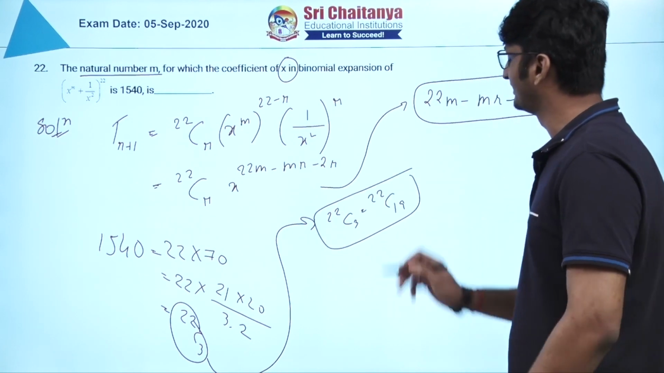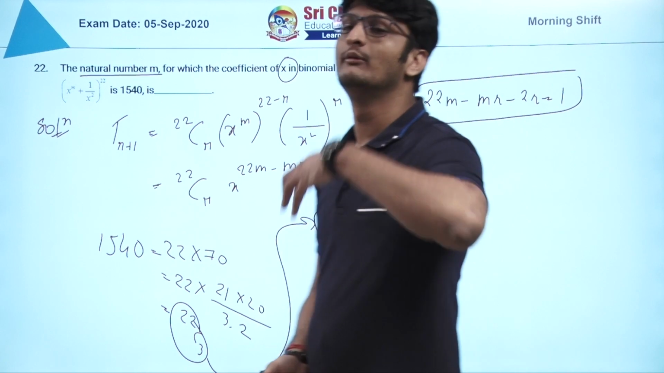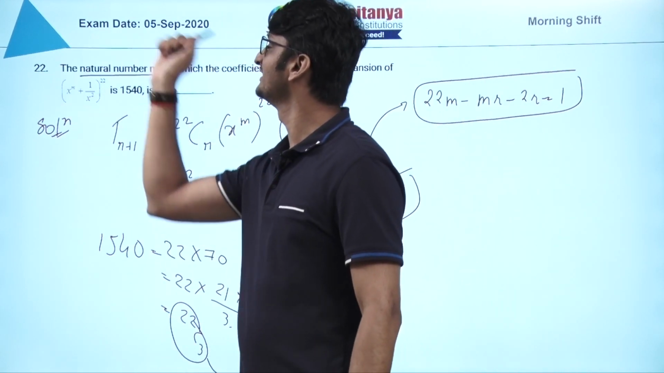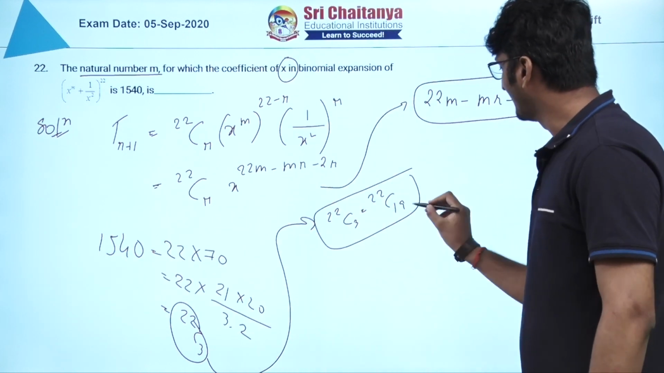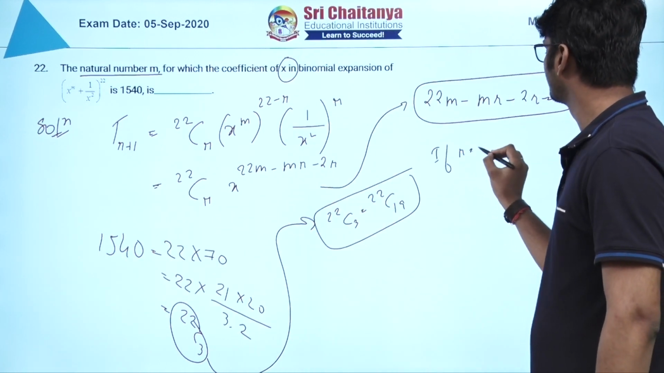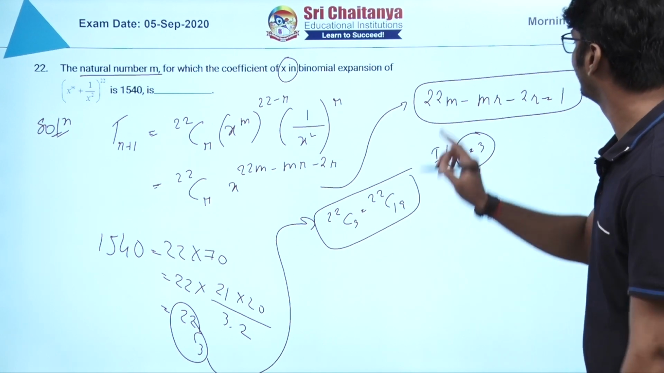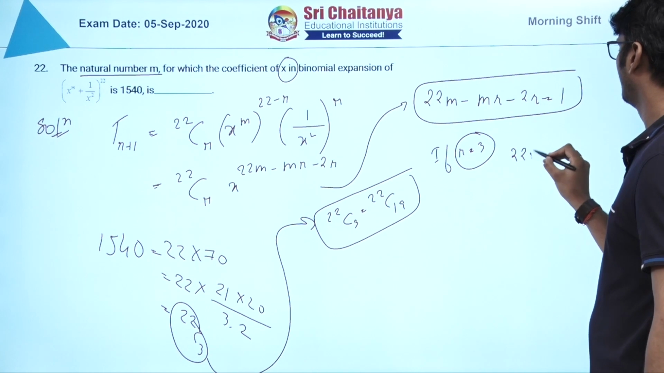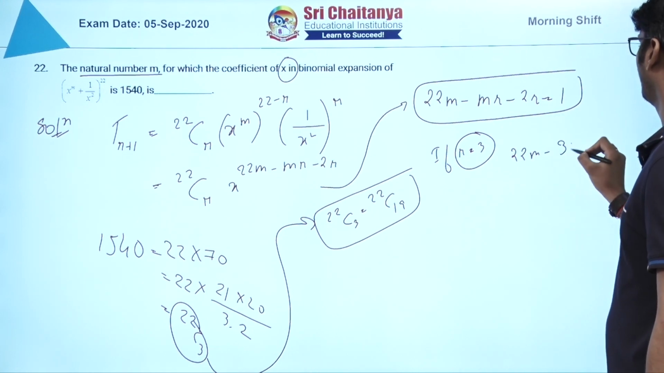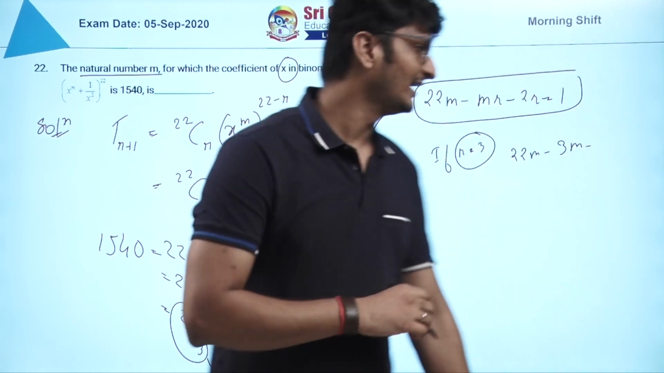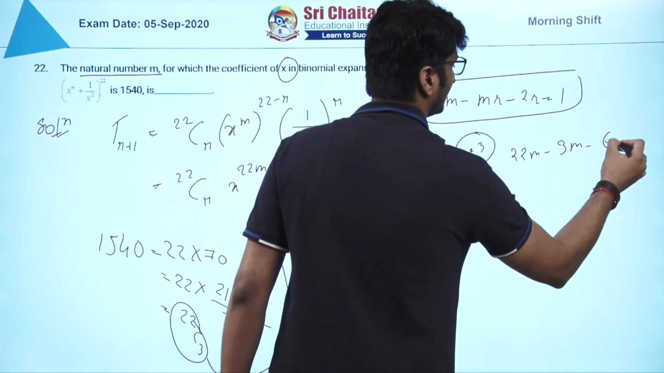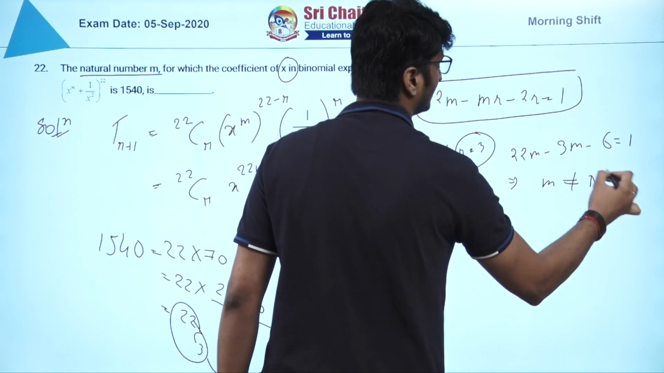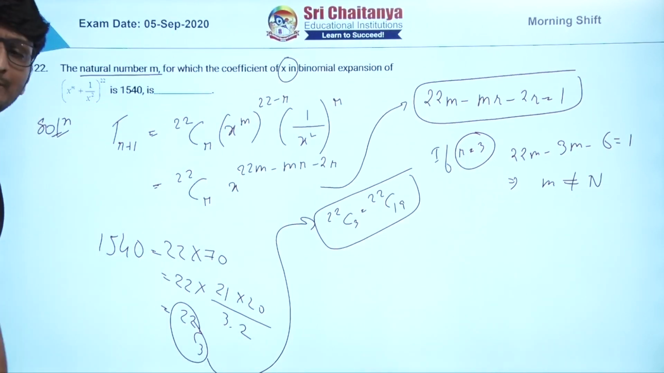So, which value should you consider? The value of r to be considered is 3 or 19. We have to check for both the values. Okay, and at this point we will be using whether it is a natural number or not. See, both are the possibilities. If r is equal to 3, what you are getting is m. Put r is 3. So, 22m minus 3m minus twice r, 6, is equal to 1. So, obviously m is not a natural number. You can see here it is not a natural number.